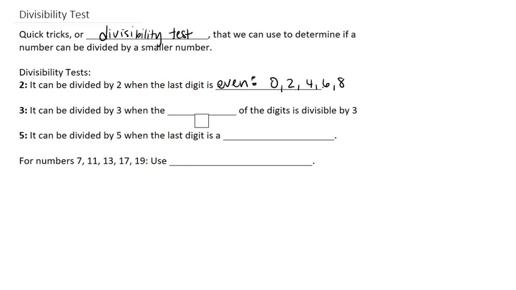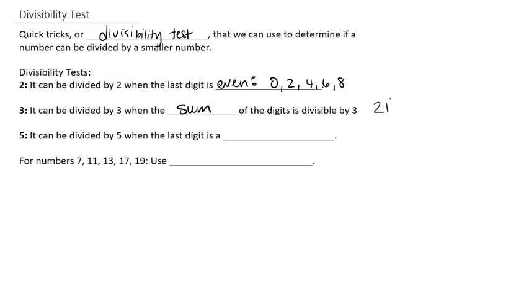3: It can be divided by 3 when the sum of the digits is divisible by 3. So for example, we have 21. 2 plus 1 is 3, which can be divided by 3. 3 divided by 3 is just equal to 1, so there's no remainder.